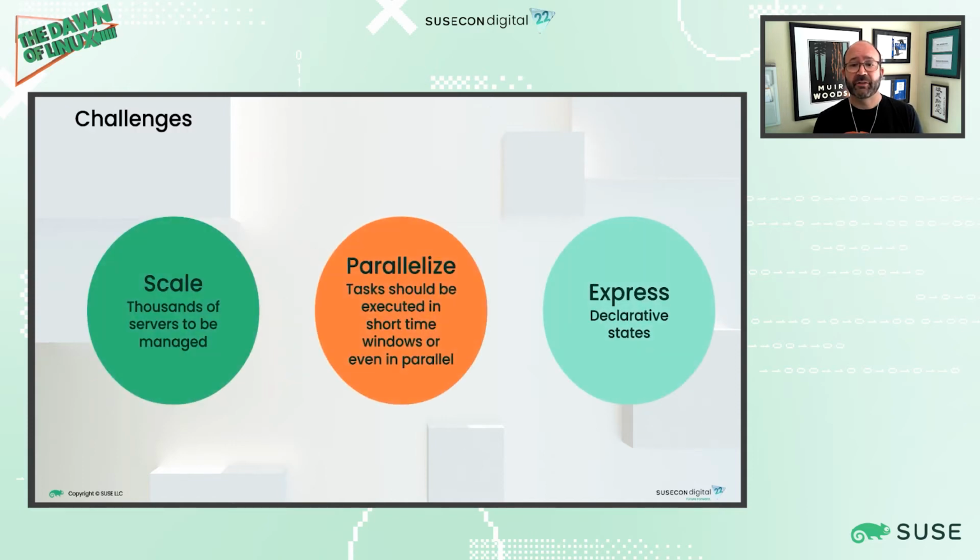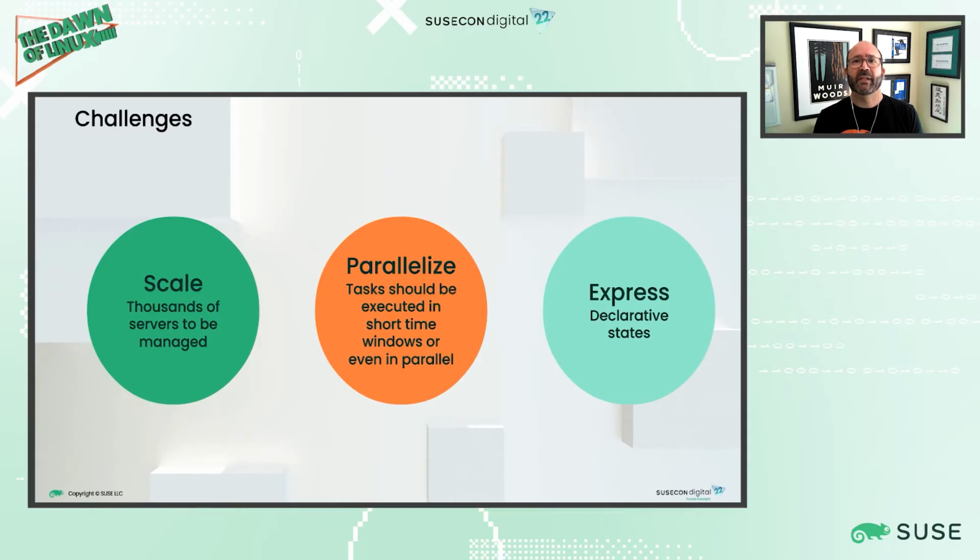So what were the challenges that we wanted to solve by adding SALT? The first thing is scale. We were looking at environments that had thousands of servers to be managed, and the old framework really didn't scale that well. We wanted to be able to parallelize tasks because the old framework did not perform tasks in parallel. It was synchronous. So you would set up a task to be run, and it would run on one node at a time and wait for that node to return and then go to the next node. So we wanted to make sure that we could do those tasks in parallel in a short time window.